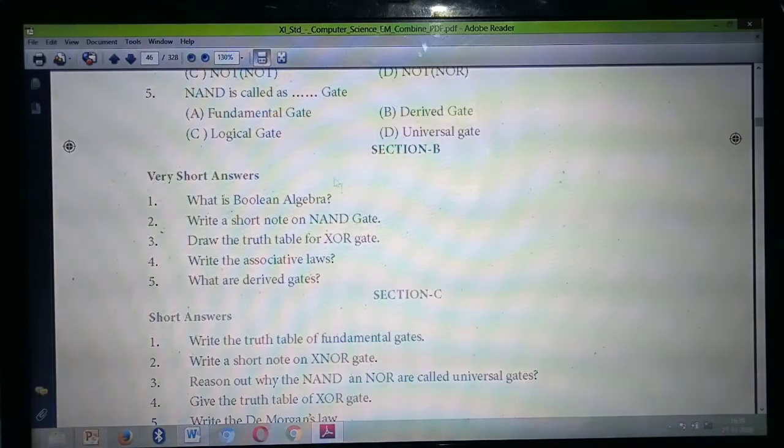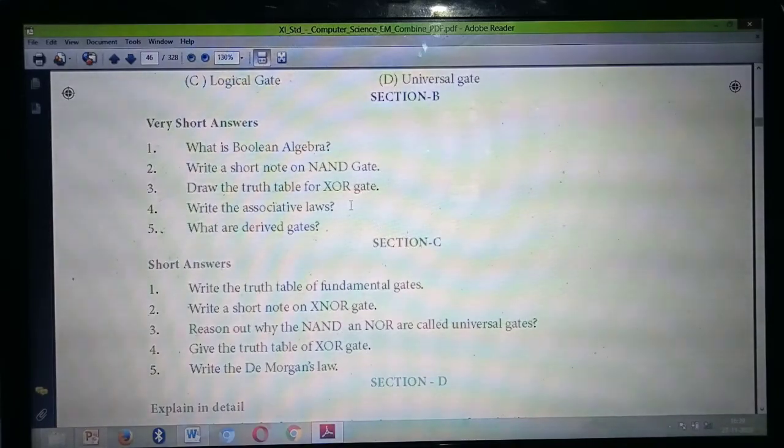Then for the questions, write the page numbers here. First we can write the page number, after that we can mark. First question, write page number 32. Second question, page number 36. Third question, page number 37. Fourth question, page number 38. Fifth question, page number 34.